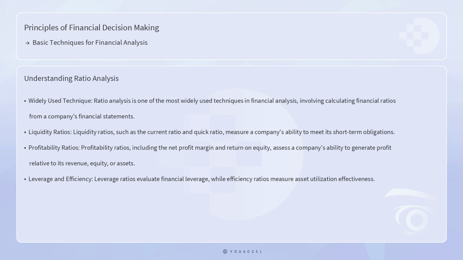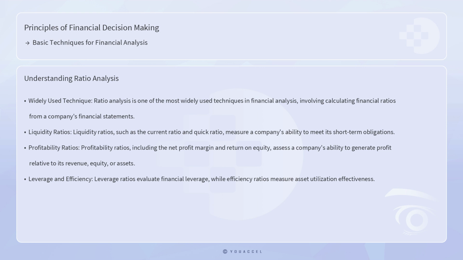Ratio analysis is one of the most widely used techniques in financial analysis. It involves calculating financial ratios from the data provided in a company's financial statements. Ratios can be categorized into several types: liquidity ratios, profitability ratios, leverage ratios, and efficiency ratios.